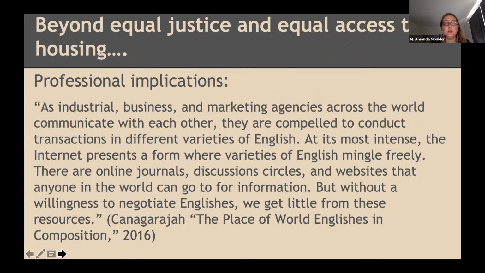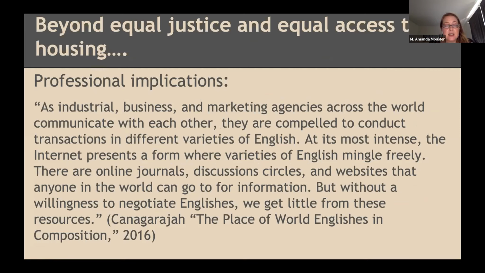Beyond the sort of equal justice and equal access to housing, beyond these social justice issues, there are also professional implications for everyone. The way that a scholar named Suresh Kanagaraja explains that is this. He says, as industrial, business, and marketing agencies across the world communicate with each other, they are compelled to conduct transactions in a variety of different Englishes.